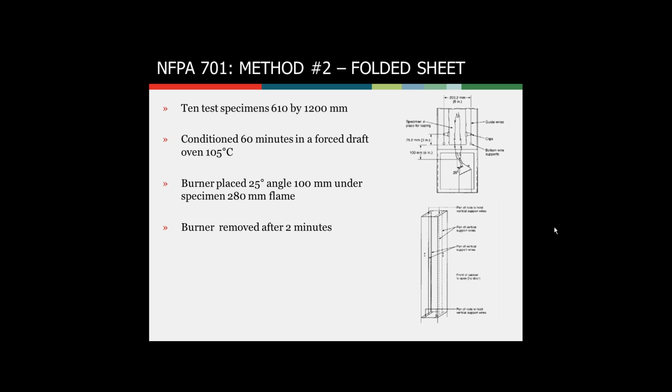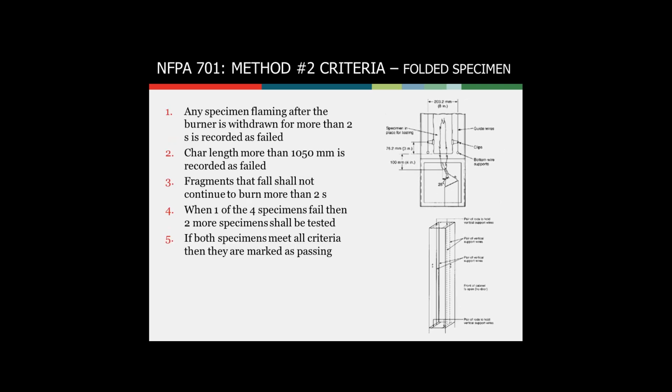The test criteria are as follows. Any specimen flaming for more than 2 seconds after the burner is removed is considered as having failed. The length of the char for any specimen that is greater than 1,050 millimeters is considered to have failed. Any fragments that fall and flame for more than 2 seconds after reaching the floor are considered to have failed.